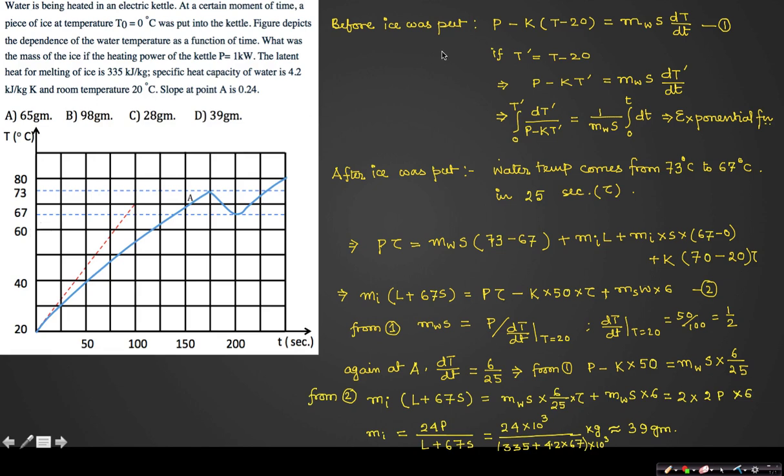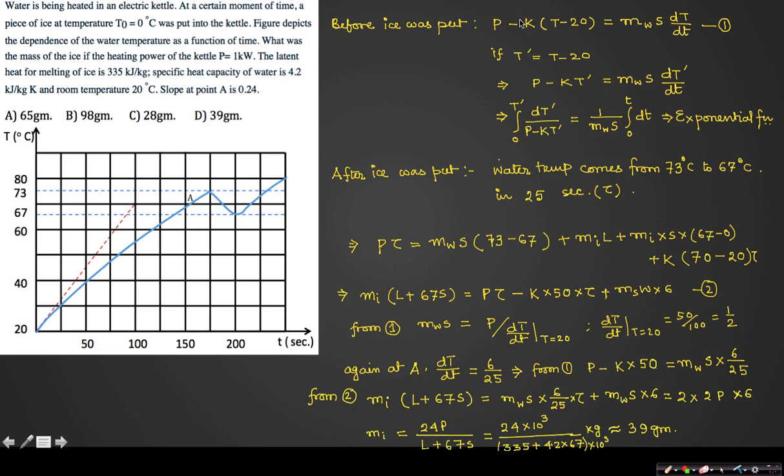Right? So let me construct an equation with this. Before the ice was put, the power P of the kettle minus K into (T minus 20). What is K? It is a constant, and T minus 20 is the temperature difference. As we know, the power of the radiation is directly proportional to the temperature difference between the surroundings and the body. So at any instant, if the temperature of the water is T, then the difference is T minus 20.